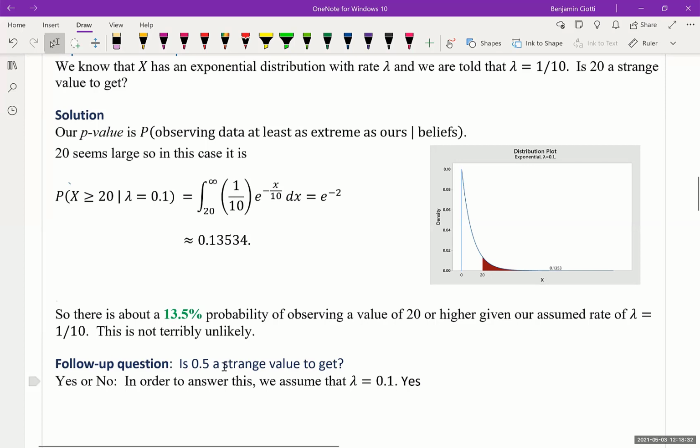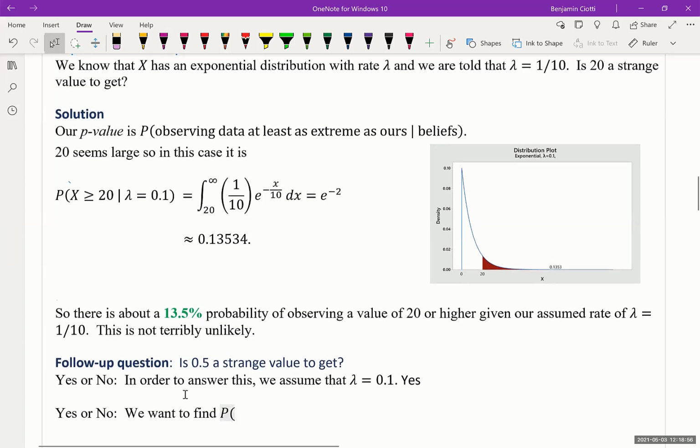Okay, so we're going to assume that lambda is 0.1 for the remainder of this problem. In order to determine if 0.5 is a strange value, let's see. Yes or no? We want to find the probability that X is equal to 0.5. Yes or no, folks?